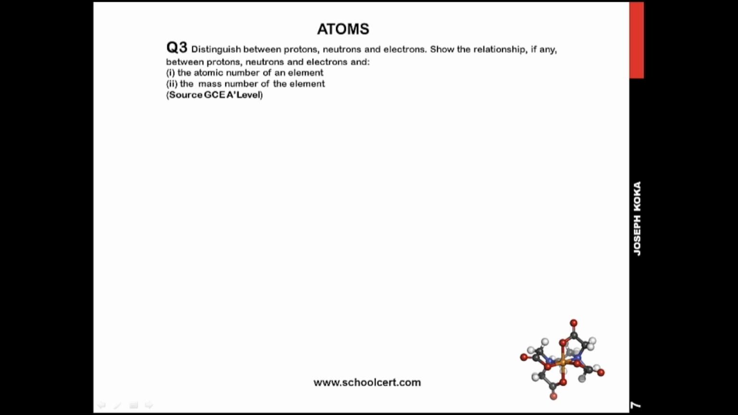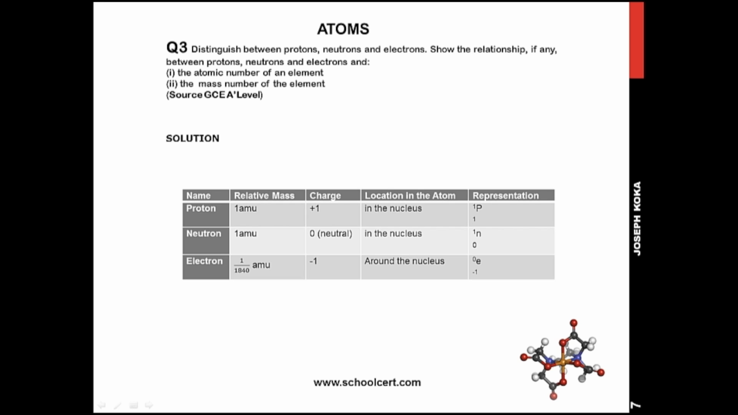Question 3. Distinguish between protons, neutrons, and electrons. Show the relationship, if any, between protons, neutrons, and electrons, and the atomic mass of an element, i.e. the mass number of the element. This question is taken from GCE A-level.